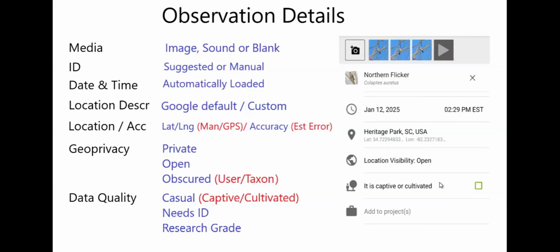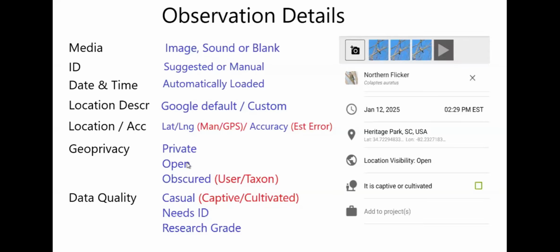We've got geoprivacy. Private is basically something we're not going to talk about, because nobody can see those except the person who put them up there. Open is the default. And then there's what they call obscured, and that's for things that are rare and endangered, or if you do a lot of observing around your own location and you don't necessarily want everybody to know exactly where you saw those things, you can manually obscure them.